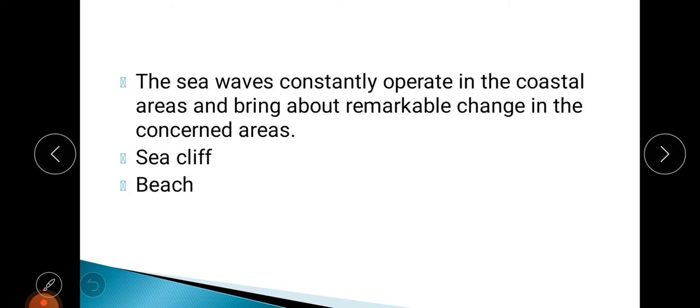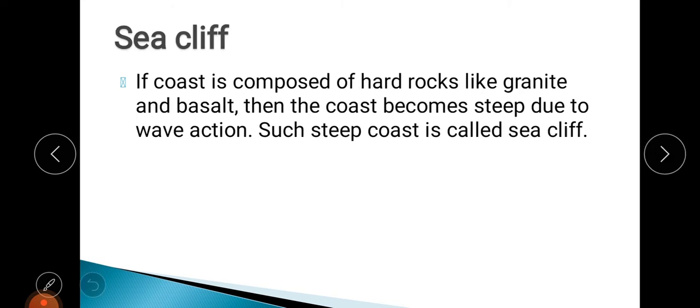Now, mainly in this chapter we will learn about the formation of two features due to sea waves. The first is the sea cliff, and the other is the beach. How are these sea cliffs and beaches formed? First, you see the sea cliff.